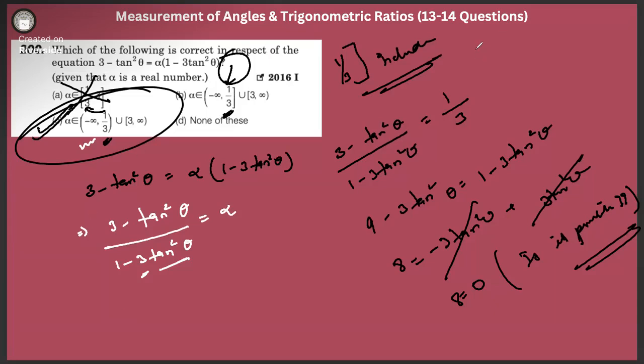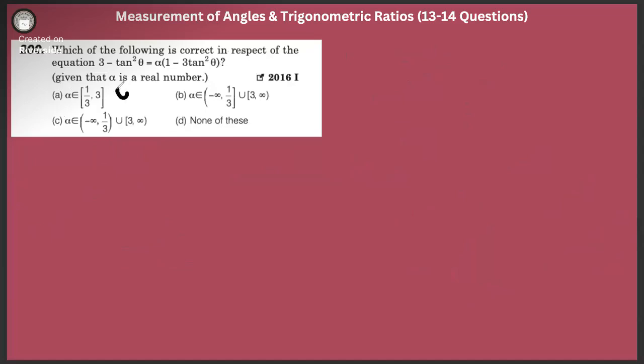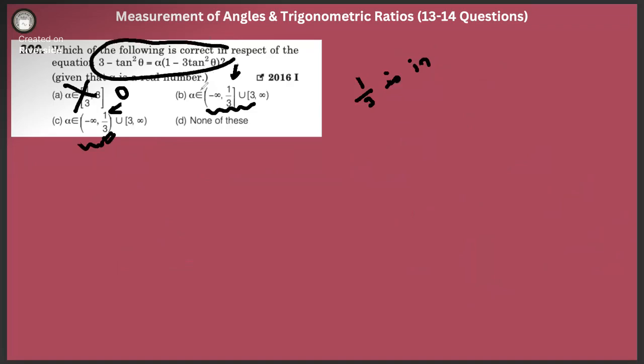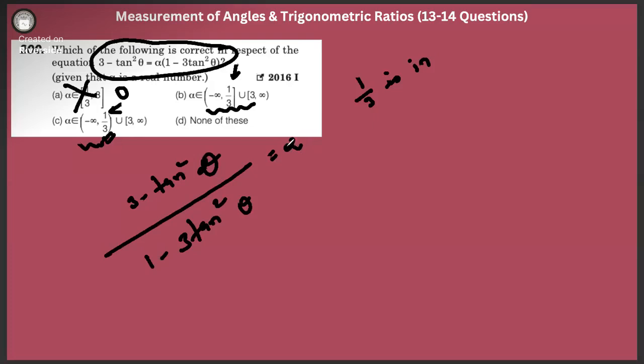It is saying what could be the value of alpha. We found out that 0 has to be there. In A, 0 is not there. In option B and C, the only contention is whether 1 by 3 is in or out. We assumed 1 by 3 is in. So this whole stuff, (3 minus tan square theta) divided by (1 minus 3 tan square theta) is equal to alpha. So instead of alpha, we should get 1 by 3. Yes or no? By doing this, we found out 8 is equal to 0, which is not possible, undefined, which is absurd, which means that 1 by 3 has to be excluded.